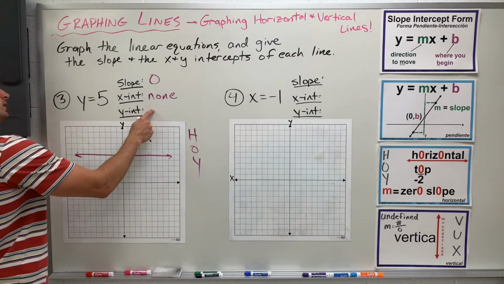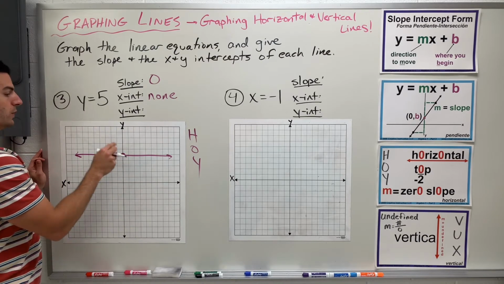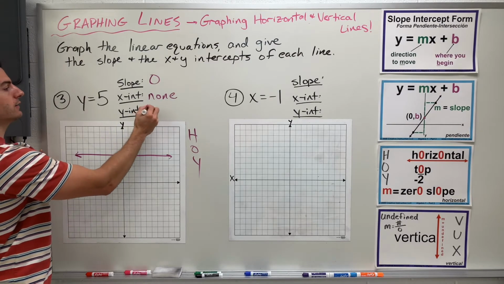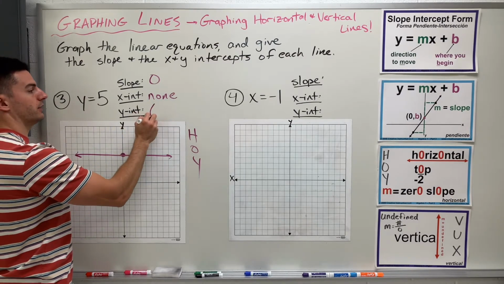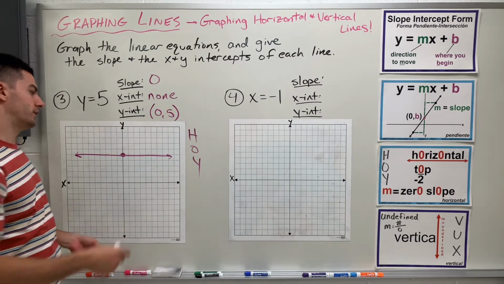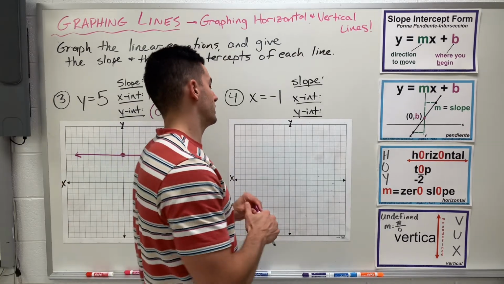Okay. Then the y-intercept. Where does my line touch the y-axis? And that happens right here at, now I can't just say 5. That is where it touches it, but I want to give it as a point: 0, 5. That would be the point where it touches the y-axis. Okay. Now number 4, same thing.